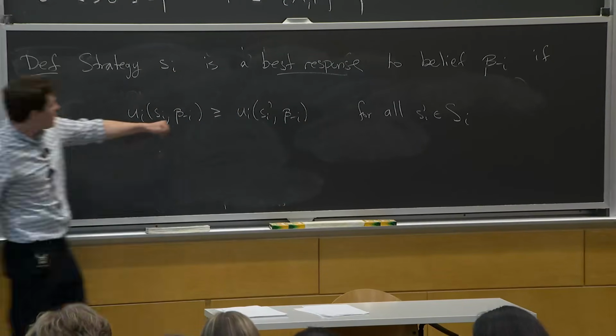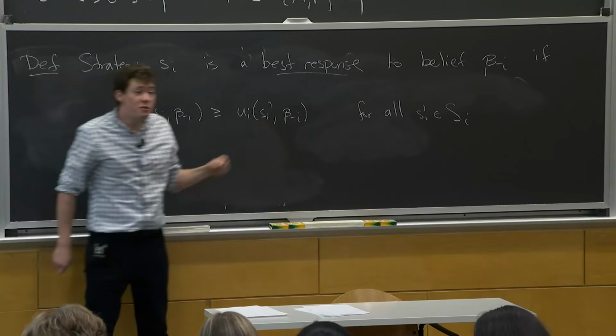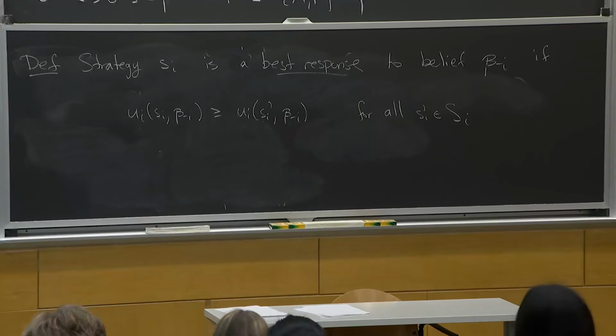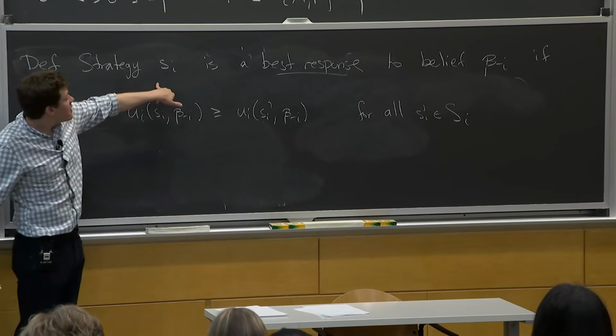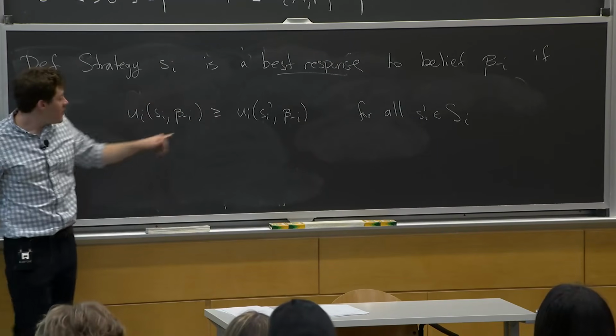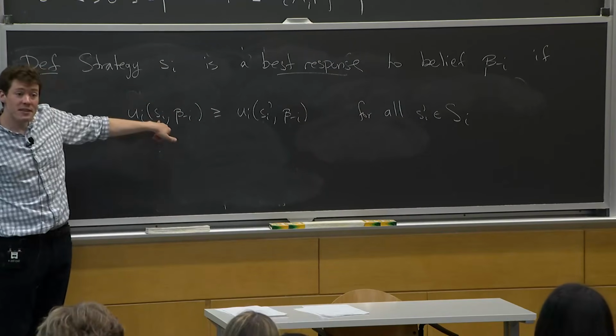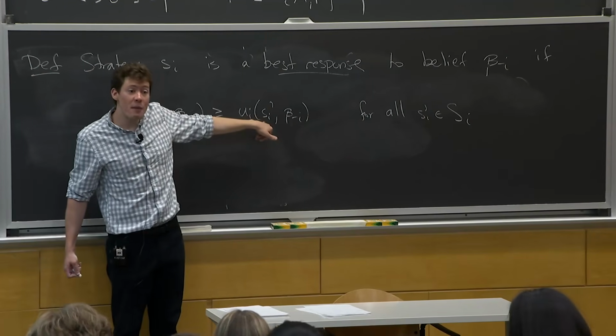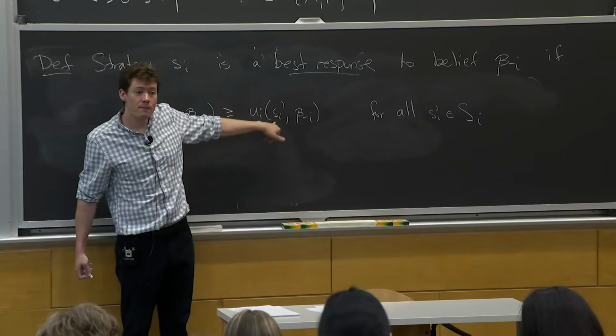So given the belief beta negative I, I can compute my expected utility from any strategy. And we say that strategy Si is a best response to my belief if the expected utility I get from Si is weakly larger than the expected utility I get from any other strategy Si prime.